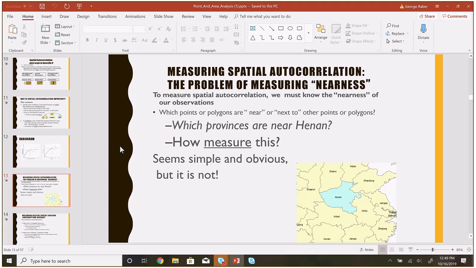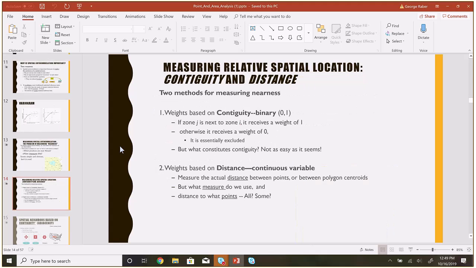We could say the nearest one would be its neighbor, or we could say that all of the points within a certain distance are their neighbors, or in this case, we could say that they're next to each other. If they're polygons, we can say, are they next to other polygons? Right? So there's a few different ways to do that.